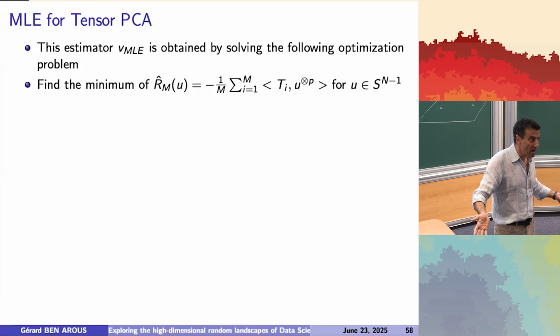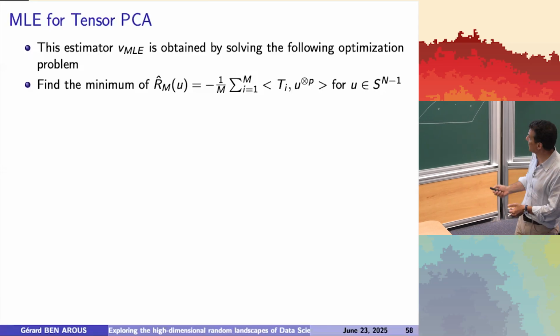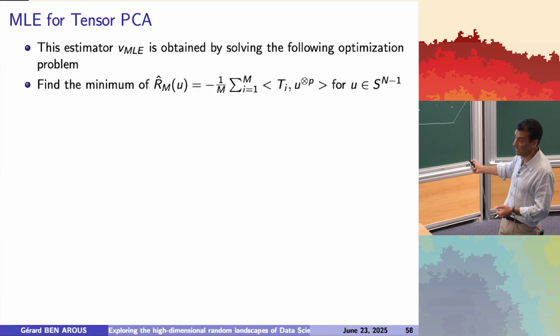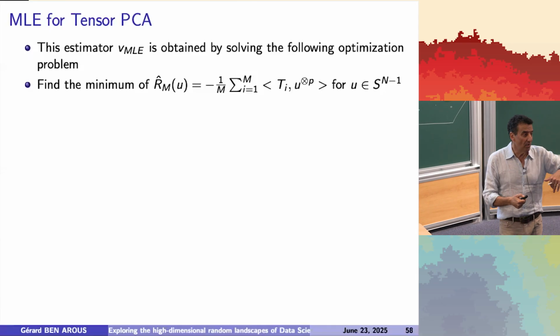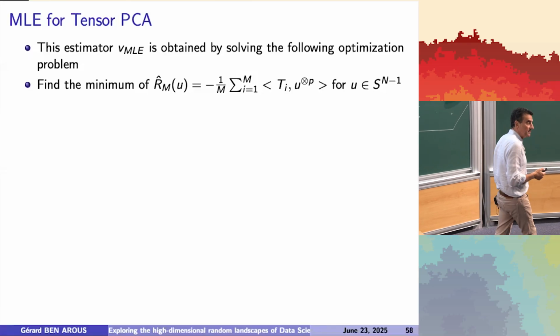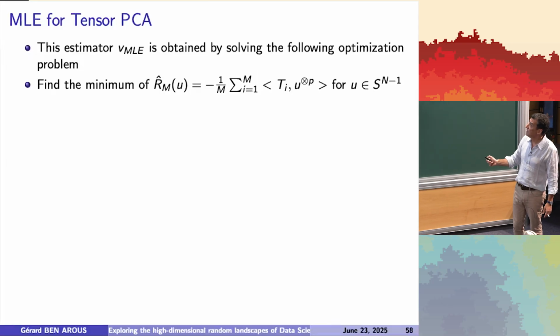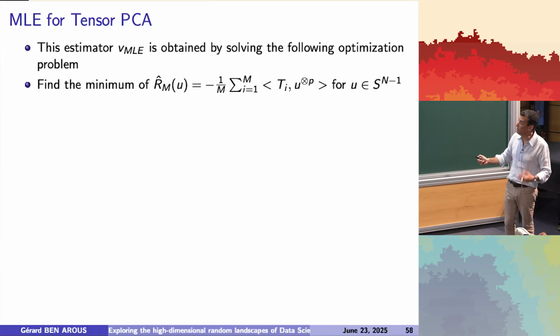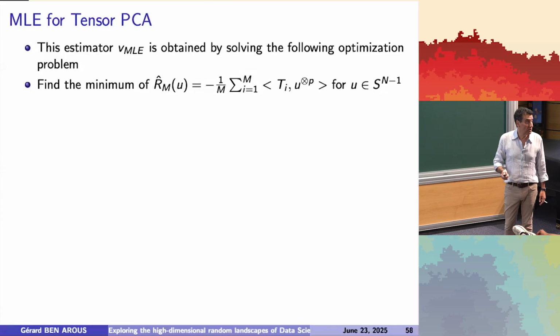You expand your square, a norm square, and you find after one line of computation that this is the thing you have to minimize. This minus sign here comes because I want a minimum instead of a maximum. So that's what you have to do. That's very easy. That's your tensors, your sample, inner product with U. U is your running variable to the P. So that's an inner product of tensors, and you just take the empirical average of this.